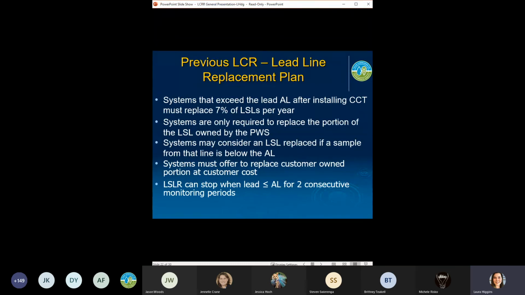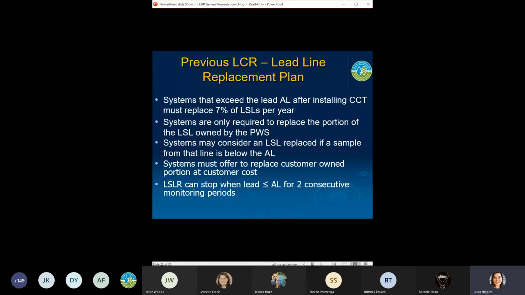Again, under the previous or the current LCR, systems that exceed the lead action level after installing CCT must replace 7% of lead service lines per year. Systems are only required to replace the portion of the lead service line owned by the PWS. Systems may consider a lead service line replacement if a sample from that line is below the action level. Systems must offer to replace customer-owned portions at customer cost, and lead service line replacement can stop when the lead is below the action level for two consecutive monitoring periods.